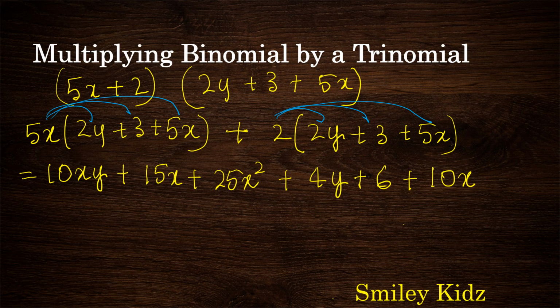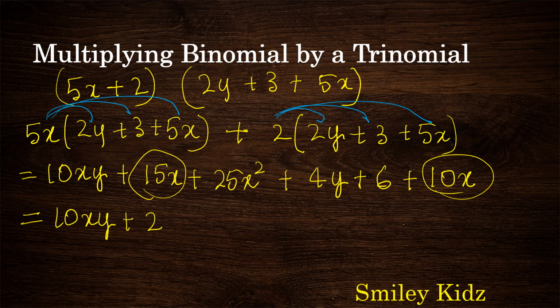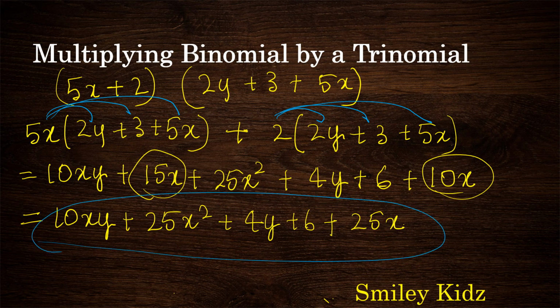But wait, this is not the final answer. We are yet to simplify. Here 15x and 10x are like terms which can be added, which is going to be 10xy plus 25x square plus 4y plus 6 plus, then we have 15x plus 10x, which is going to give us 25x. So this is going to be your final answer and cannot be simplified further. It is 10xy plus 25x square plus 4y plus 6 plus 25x.